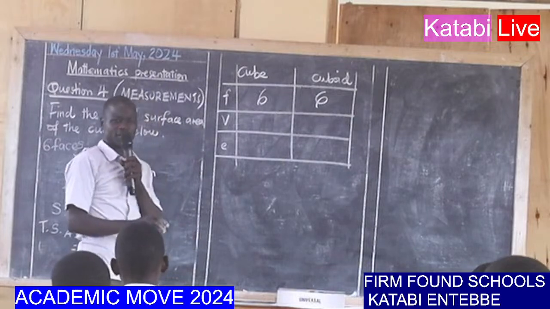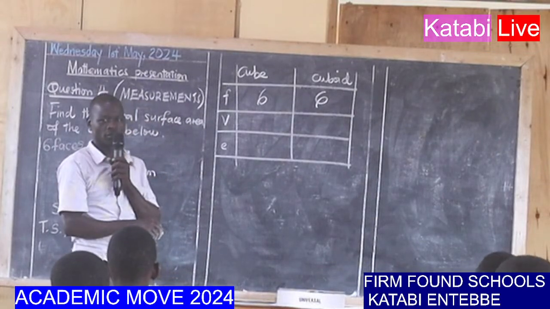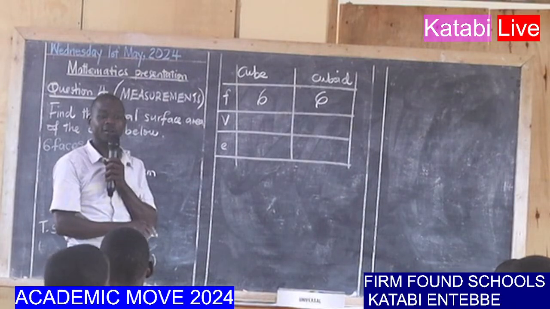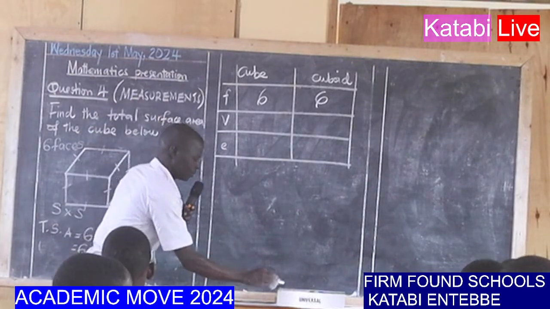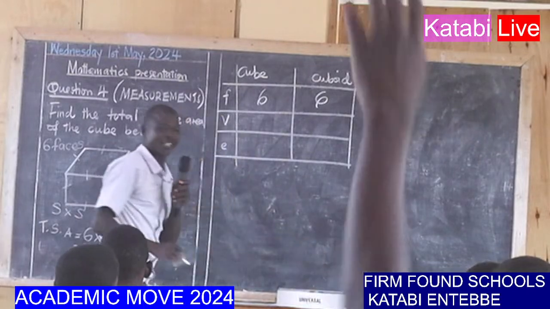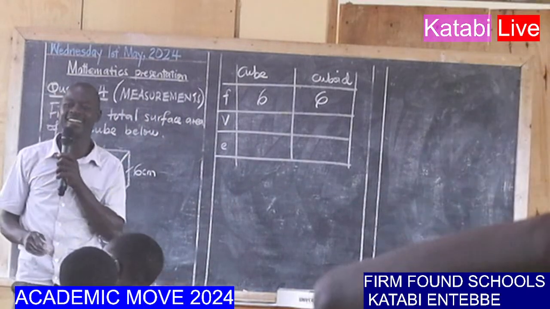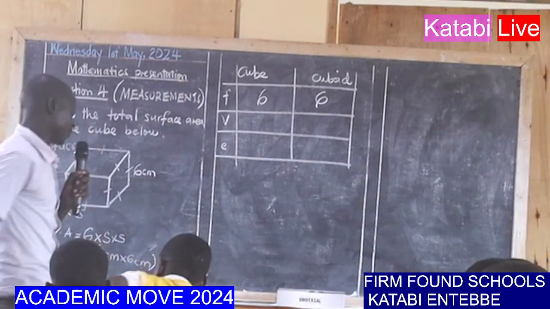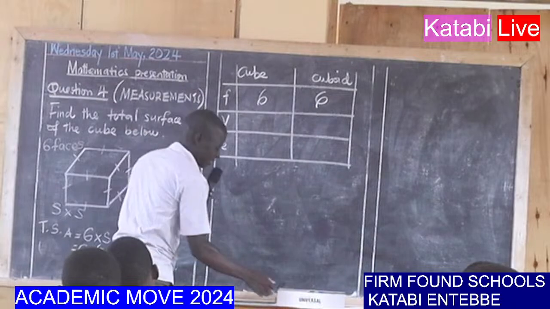What is another word for vertices? Hands up. Vertices of a box. What is another word for vertices? Yes, Morgan. Corners. Are we together? Corners. Let's first count here.